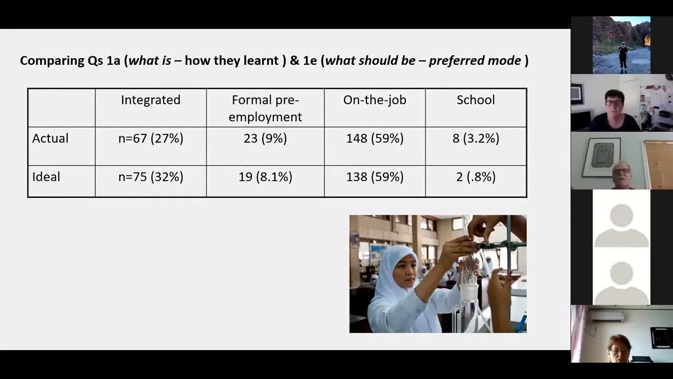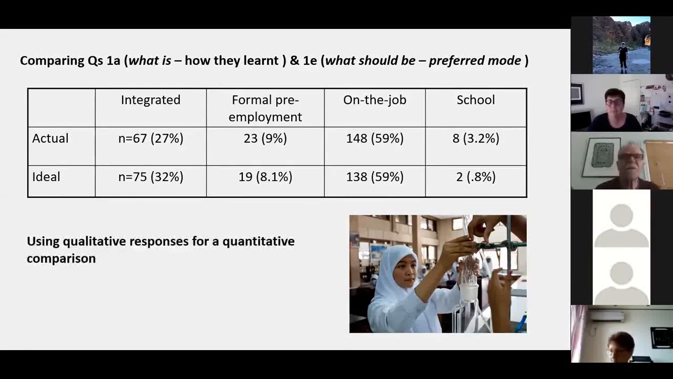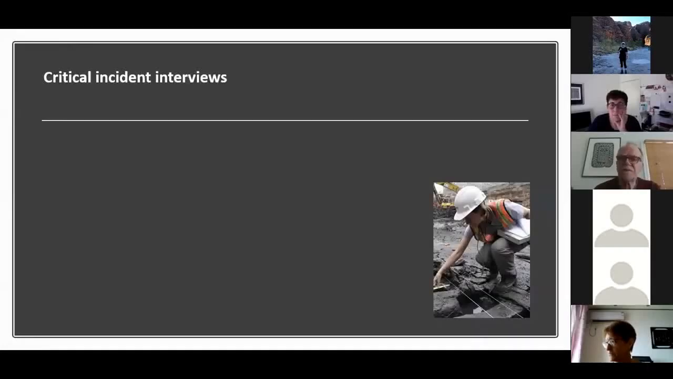So it allows you to take verbal data and do something with it, put some numbers on it and make some kind of comparisons. So, using qualitative responses for a quantitative comparison. Really early stuff done a long time ago.